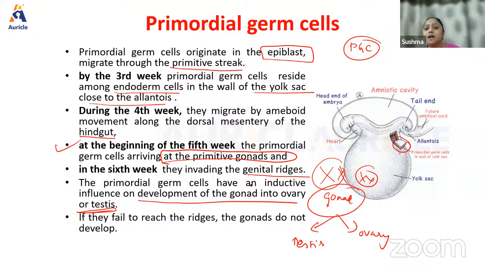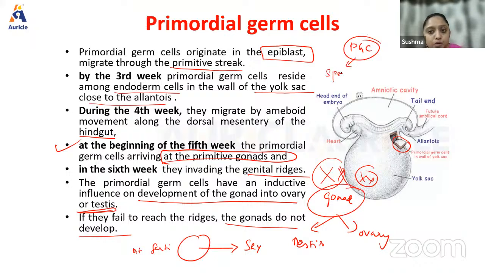Why? Because the PGCs that are coming over there have the potential to become both. That is the concept. At the time of fertilization, genetically, whatever the sex of the embryo, what determines the development of the internal and external reproductive system and different organs is the SRY gene and different hormones. If they fail to reach the ridges, the gonads don't develop. So the PGCs are the ones influencing spermatogenesis as well as oogenesis. Spermatogenesis and oogenesis happening in the gonads is actually influenced by the PGCs.